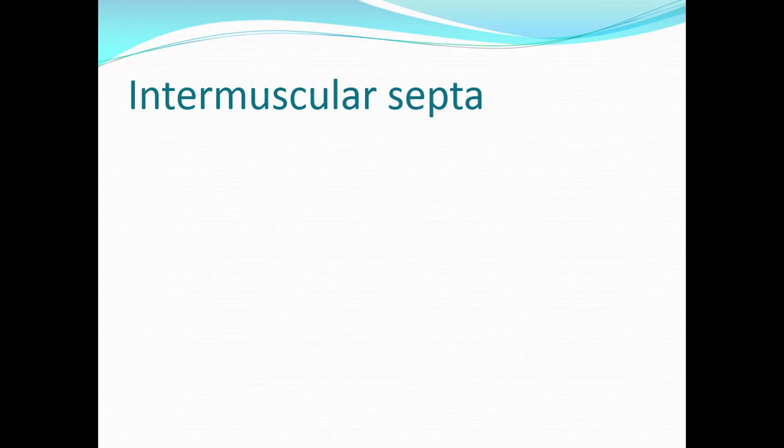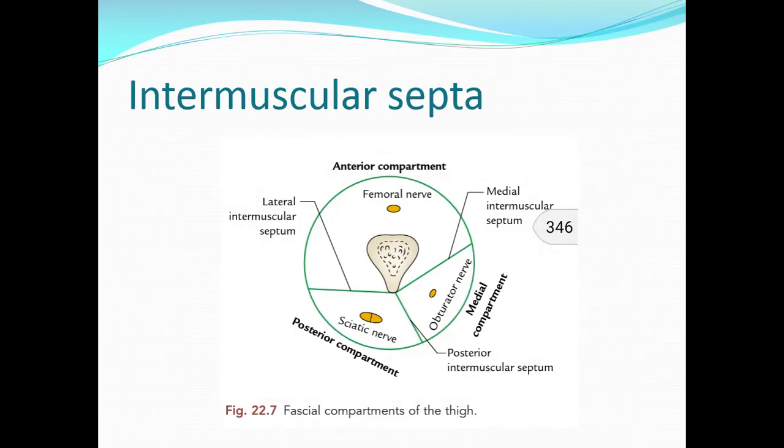Now the intermuscular septa. The deep fascia gives intermuscular septa internally, which divide the thigh into 3 compartments. So it gives 3 intermuscular septa: medial intermuscular septum, lateral intermuscular septum, and posterior intermuscular septum, and divides the thigh into anterior compartment, medial compartment, and posterior compartment.